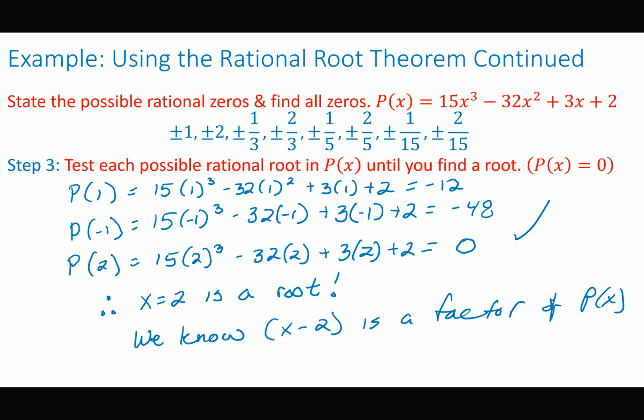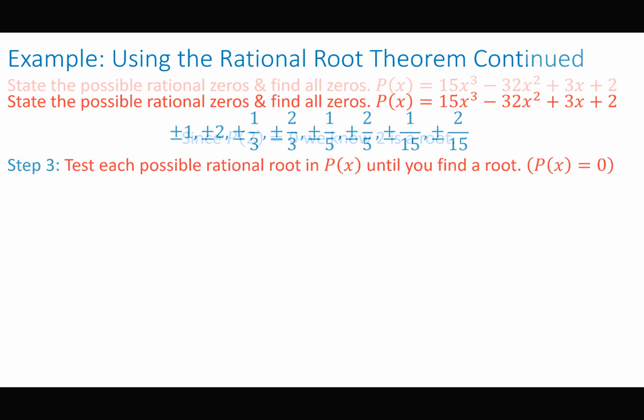So we are going to use that. This was step 3: test each. Once you have one that equals 0, grab onto that. We're going to use that. We couldn't do anything with 1 and -1. All we did was rule out that those are not roots. If we were to graph this polynomial p of x, it's going to cross at x equals 2. But we need to keep going.